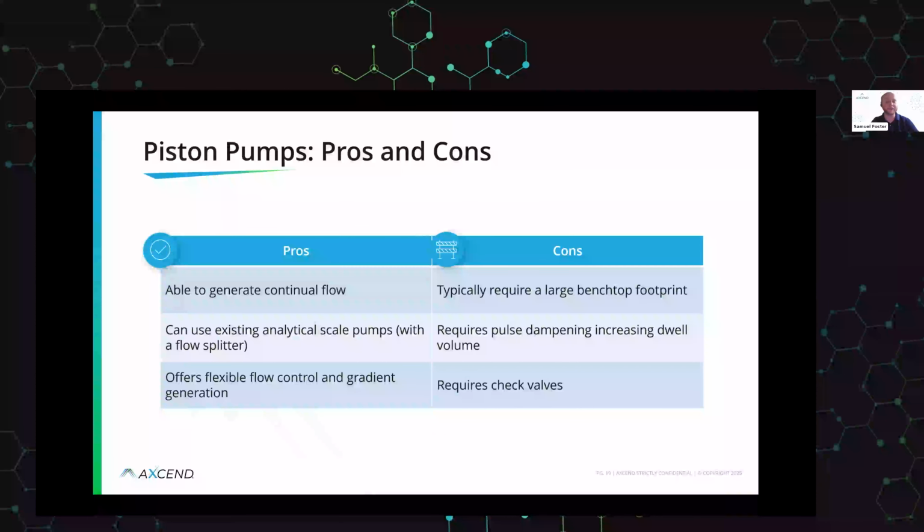The downside is typically these pumps come with a large benchtop footprint. Not always, but traditionally that's what we're used to. They require the pulse dampening, and they also require check valves. The more parts that you add to these systems, the more chances you have of failure. When you start to put these check valves into the system, you start to risk needing increased maintenance, increased downtime, and just more areas of risk where you start to introduce failure points.